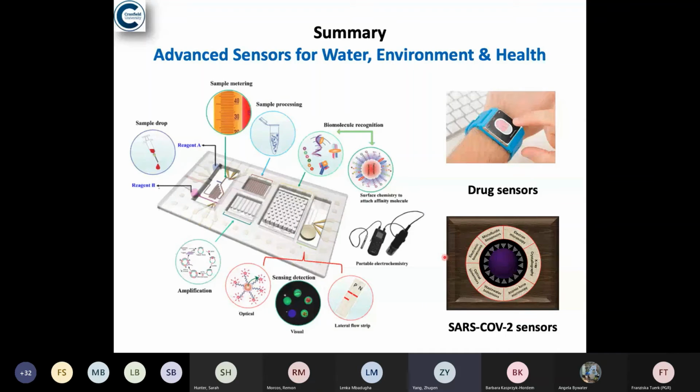Just a quick summary. We focused on the development of a range of sensor technologies to address challenges in water, environment, and health. The technology, as I showed you just now, recently focused mainly on the Paper-Origami device, which enables rapid, field-based testing of different pathogens.